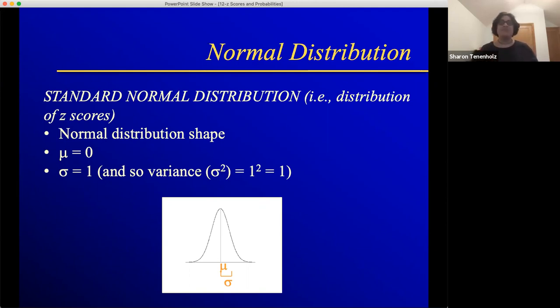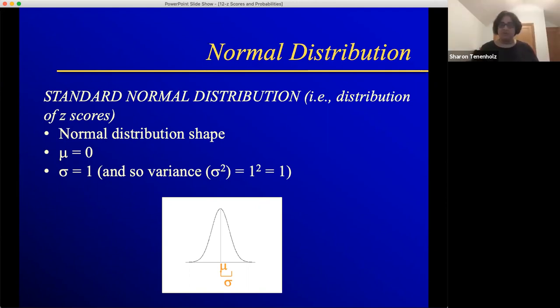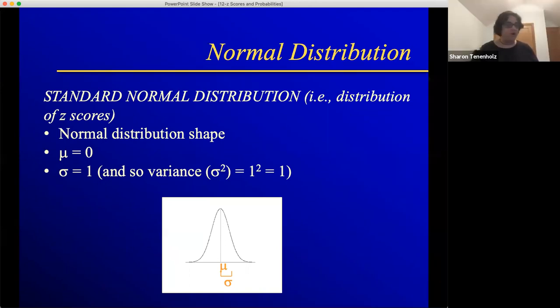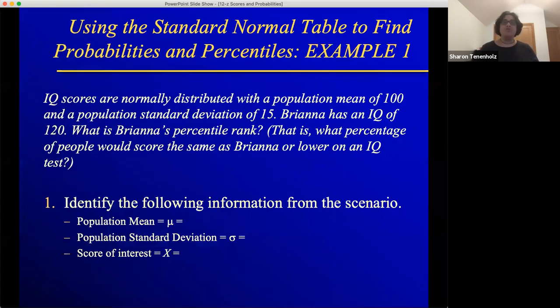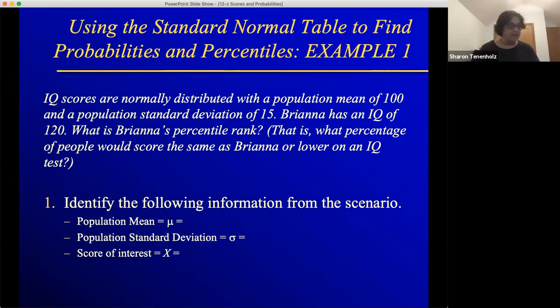Think back to the pre-lecture. If we have a frequency distribution, we know where all of the scores in the distribution fall, we can figure out a percentile rank. What percentage of people fall at or below a certain score, for example? We can also use the standard normal table to find probabilities and percentiles.